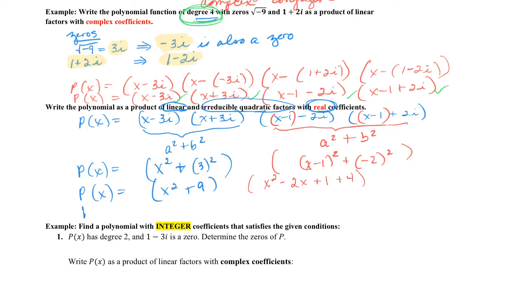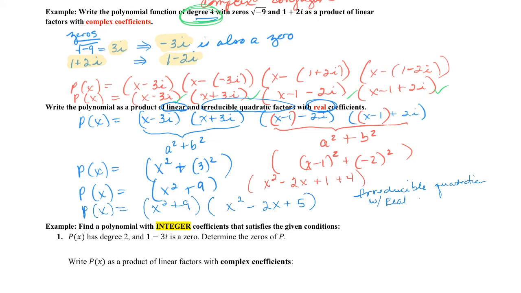And then we'll put all this together. So p of x equals (x squared plus 9) times, this simplifies to, (x squared minus 2x plus 5). So these are both irreducible quadratics with real coefficients.